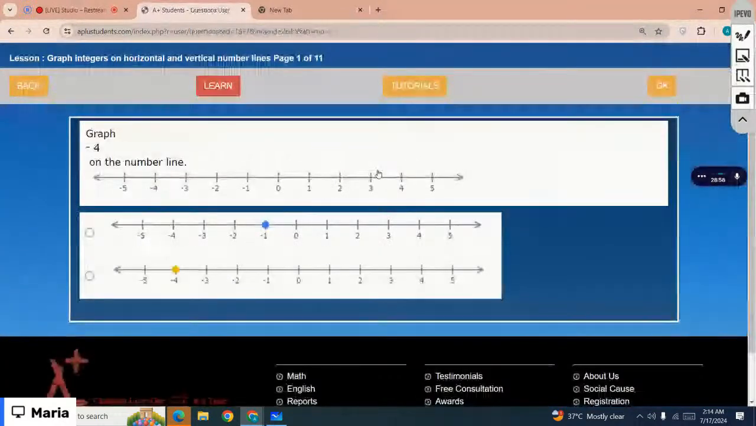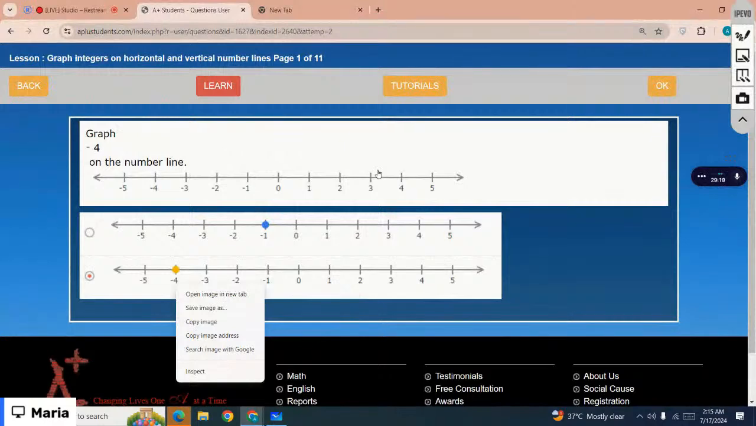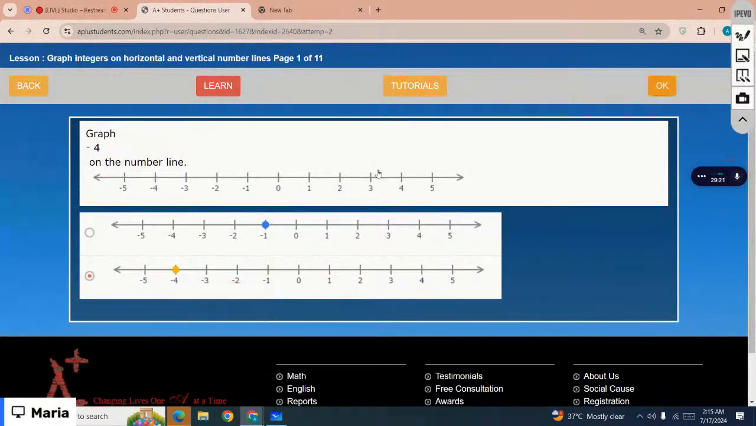For example, the first one is graph -4 on the number line. So -4 is a negative number. That means that must be on the left-hand side of the zero. So just look at the first option. Here you have 0, -1, right? So the correct option is the second one. You can see here that the point points to -4. So option number 2 is the correct option. Got it?